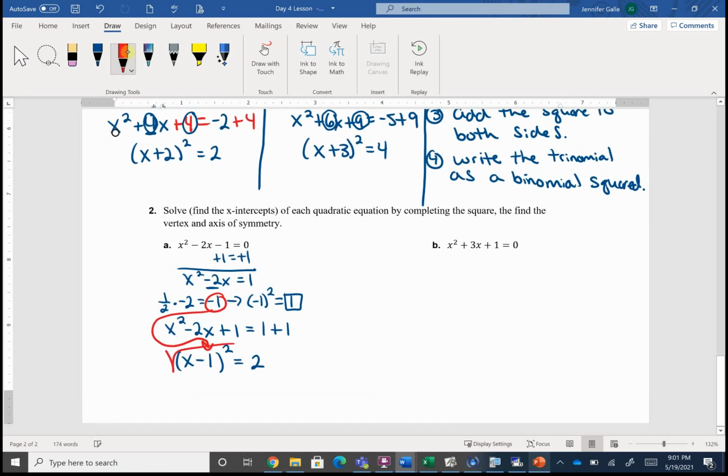Then from here, undo the square by using the square root. X minus 1 could equal the square root of 2. We saw that earlier. It was approximately 1.41 or negative 1.41. Add 1. X is approximately 2.41. And then x is approximately negative 0.41. If we were to graph this, again, those would be our x-intercepts.